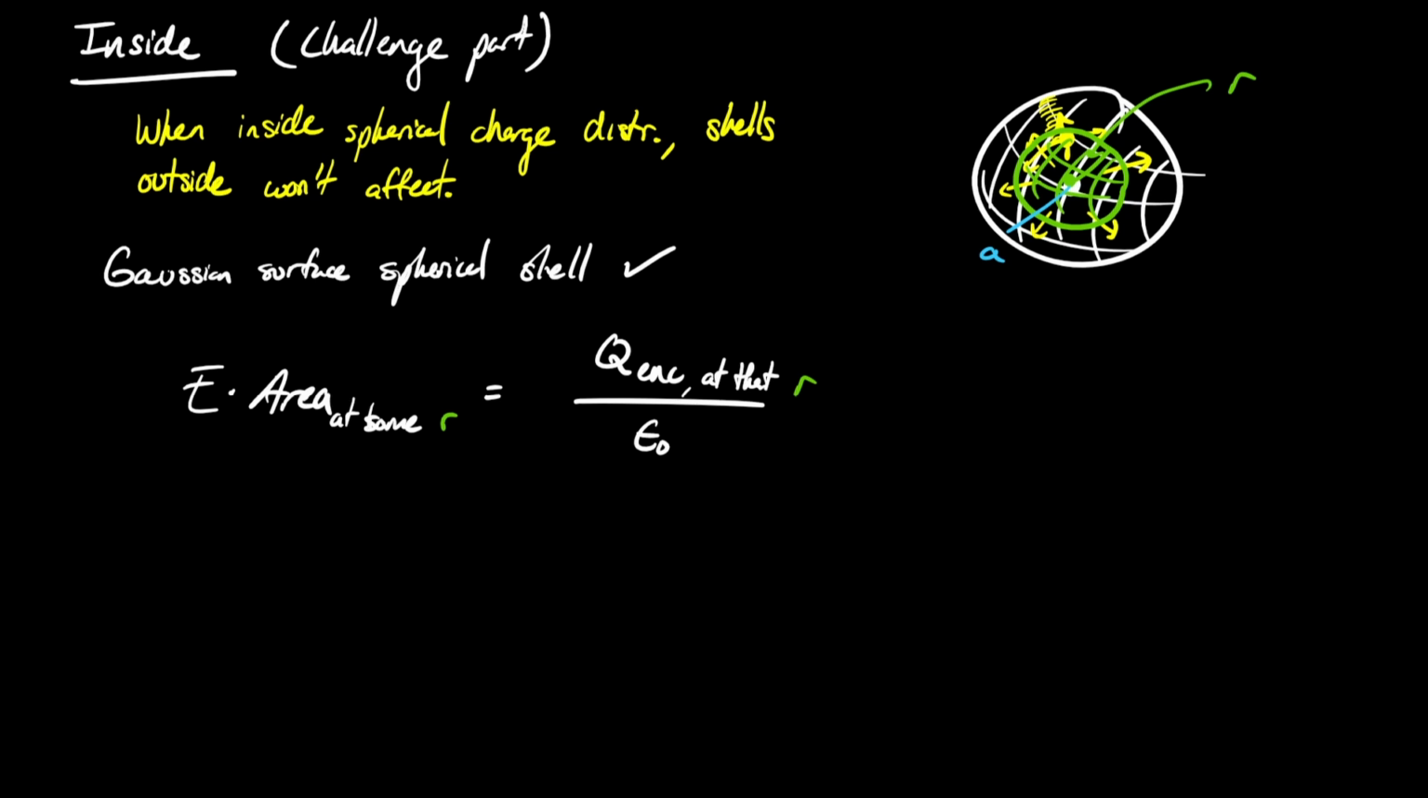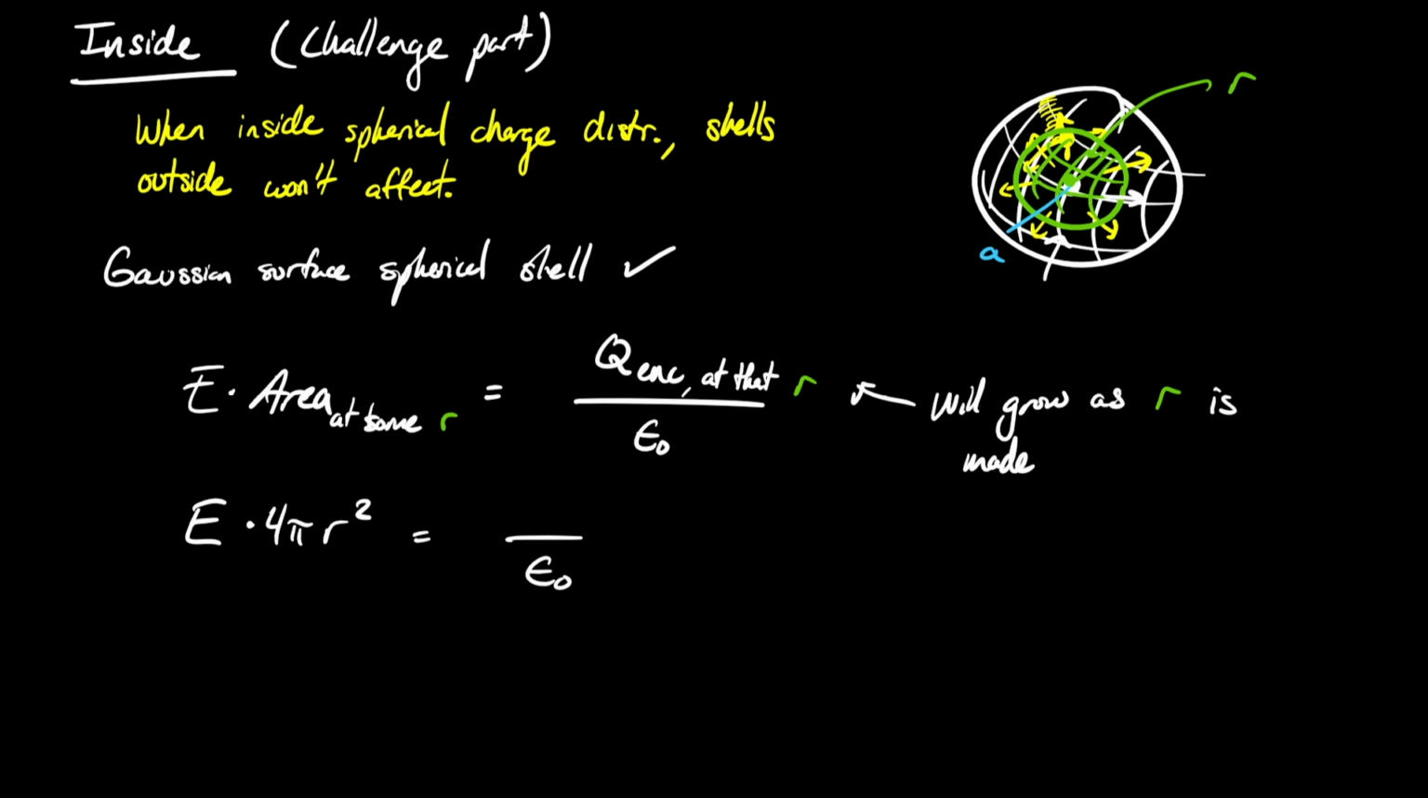The first is going to be the area at that r of this Gaussian surface in green that we drew, which is just, as usual, 4 pi times r squared. Okay, it equals the enclosed charge over epsilon naught. Now, the question is, what is Q enclosed now as a function of r? The enclosed charge is going to grow as we expand our circle out. It will grow as r is made bigger. And this is how it differs from the previous example.